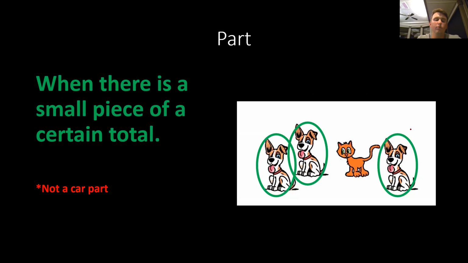Part. And we're not talking about a car part here. We're talking about a part in math. A part in math is when there is a small piece of a certain total. Over here on the right, you'll see that there are a total of 4 animals, and the small piece we're focusing on are the dogs, which is why they're circled. There are 3 dogs, and that's the small piece of the animals, which is the total of the 4 animals. So the part would be 3 compared to the total of 4 animals. Please take this key vocabulary term down in your notes along with the definition. Pause the video to do so.